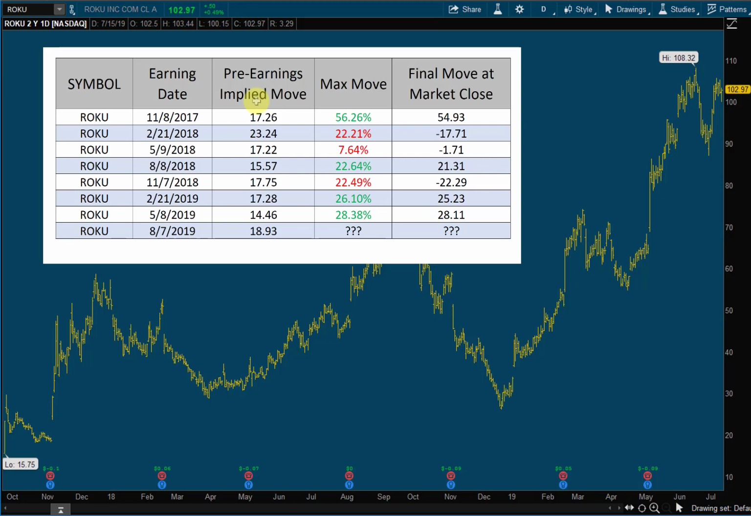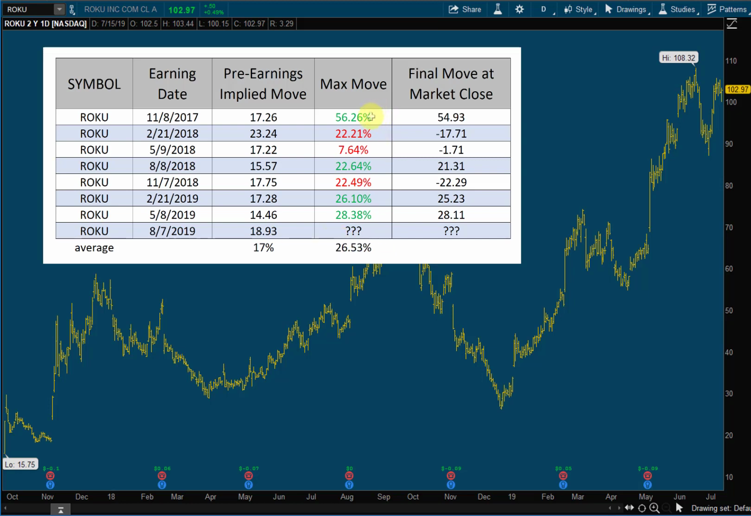That's my theoretical volatility. So if I know, going back to 2017 ROKU, that the pre-earnings implied move was 17%, 23%, I could take all these, and the average is going to be about 17%. The max that it moved going back to November 8th is 56%. But on average, it moves about 26.53%, whether up or down.